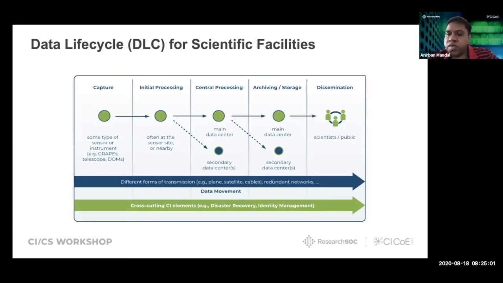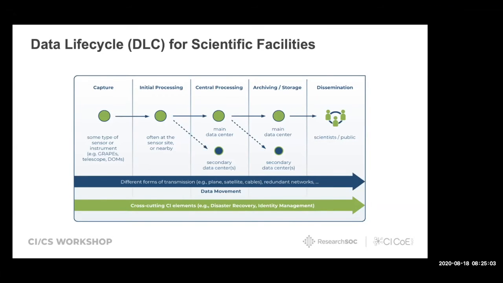Hyperspectral, which group is that? It's the Townsend group at UW-Madison.